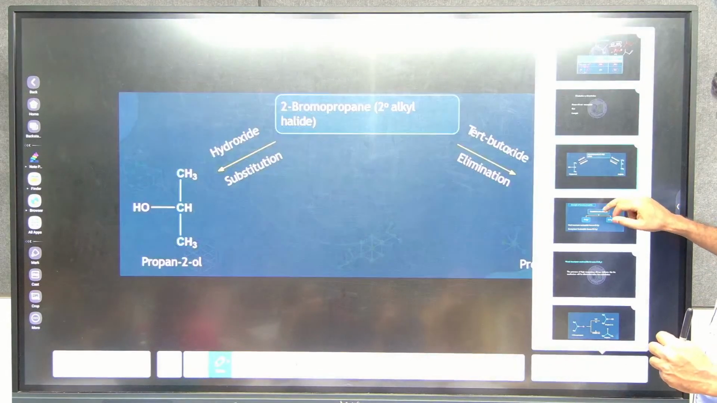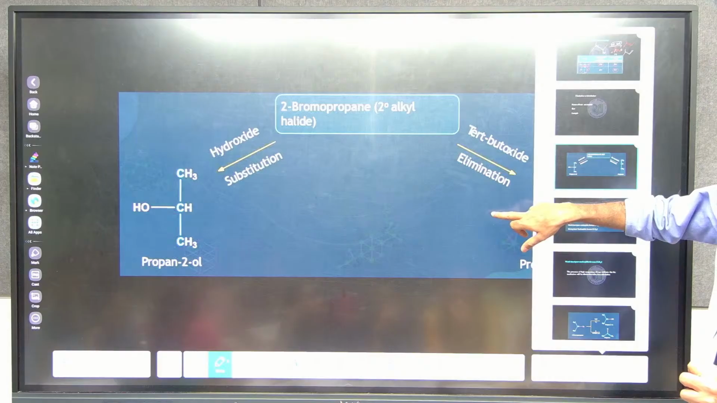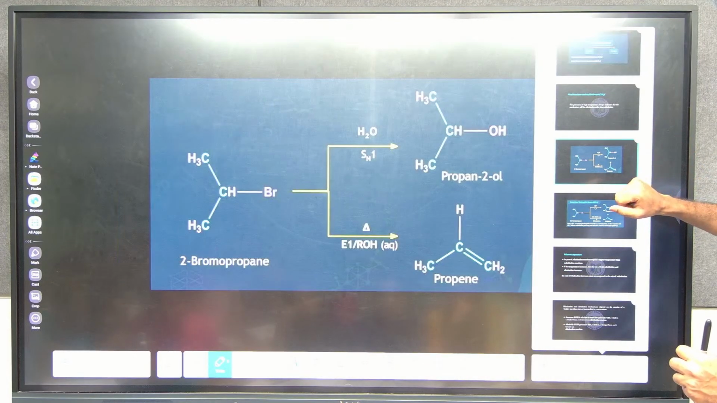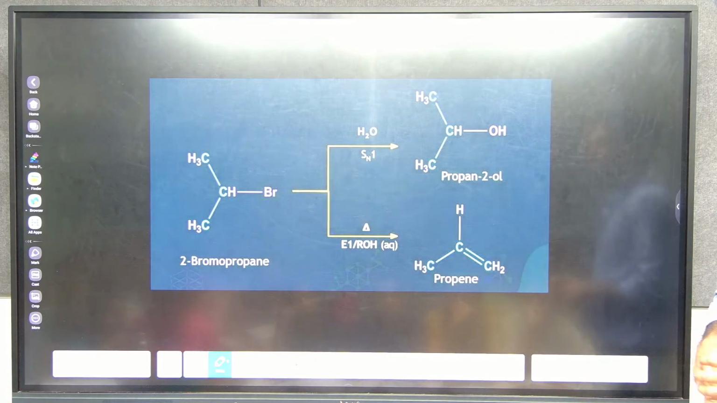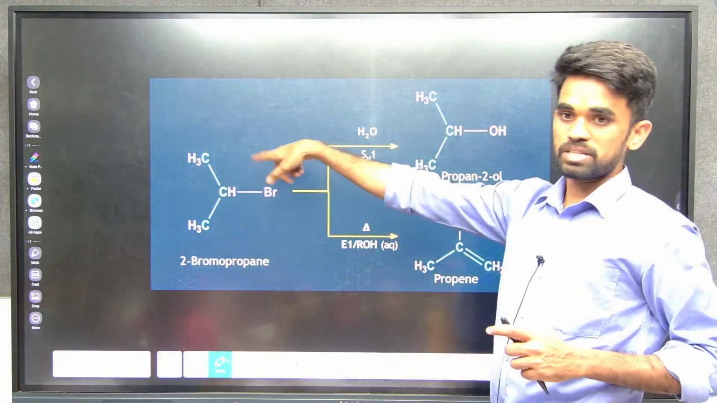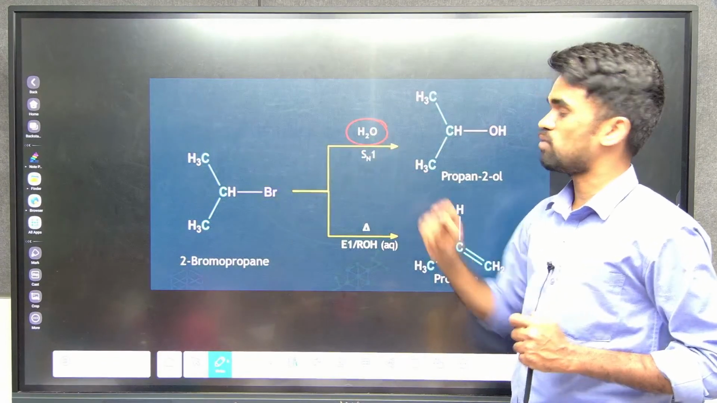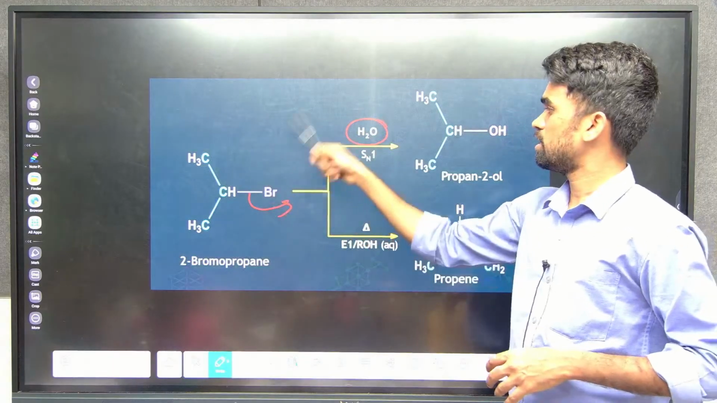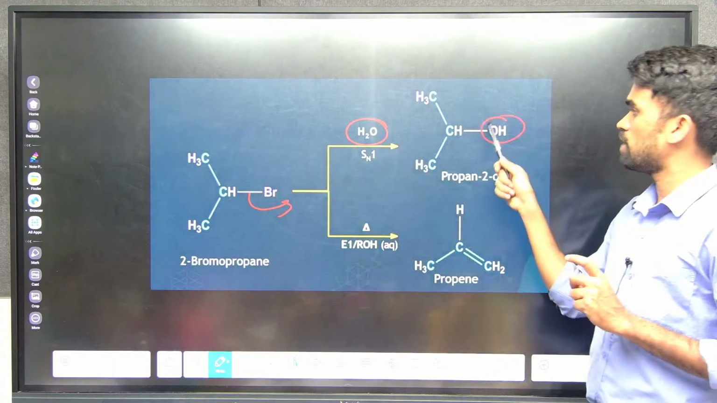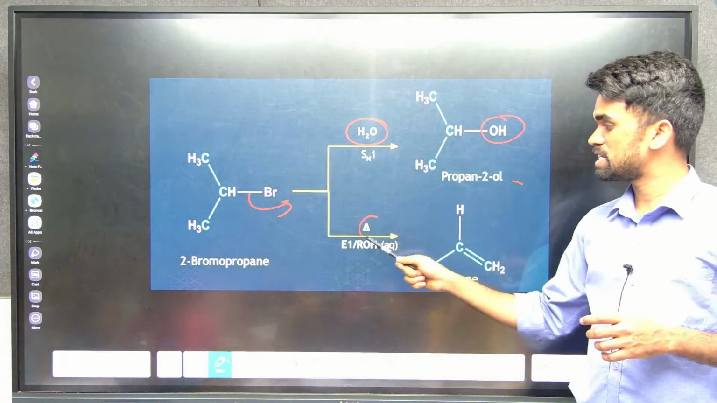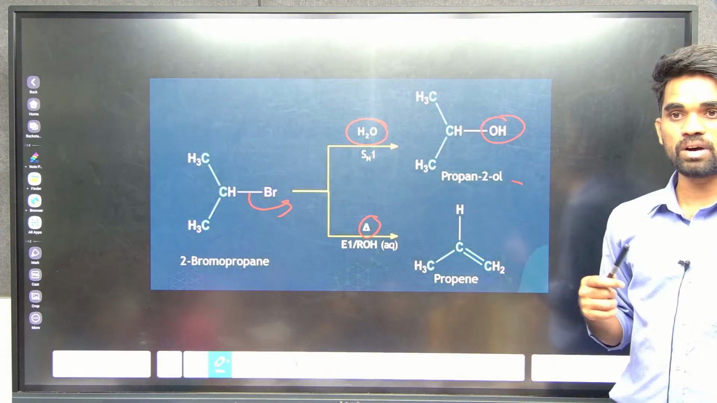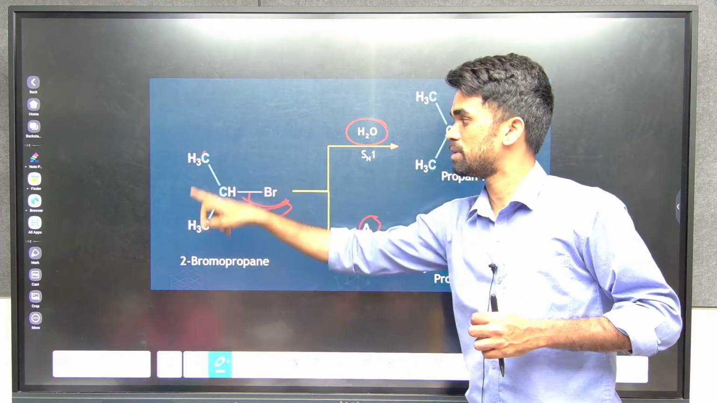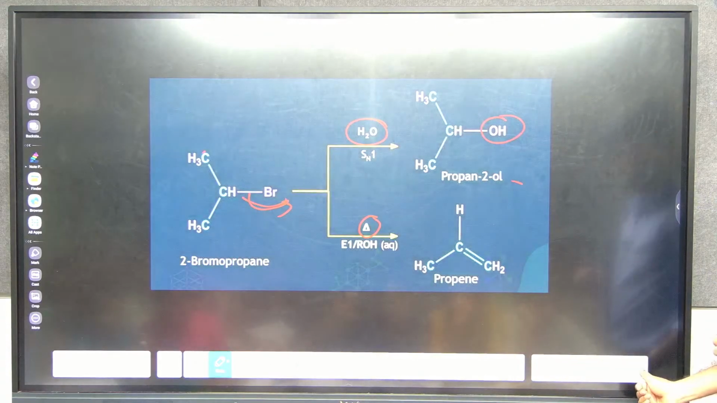Okay, next one. See, they will mention like this. The substrate they will give, and simply they will mention water. So what happens? Bromide ion comes out, water means OH will be the incoming nucleophile, and alcohol will be the product. If they mention just heating, heating means what? Elimination. So you just remove this bromine with one beta proton from here or here, you will get an alkene. Okay, right, next one.